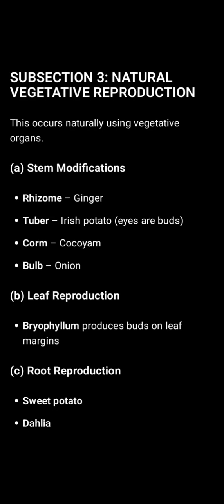An example of the rhizomes is ginger. Examples of the tubers are Irish potato, yam, and so on. Then an example of the corm is cocoyam. Cocoyam doesn't fall under tuber; it is under corm. Then you have the bulb. An example of this is the onion. So leaf reproduction means the plant is reproducing itself through what? Through the leaf.